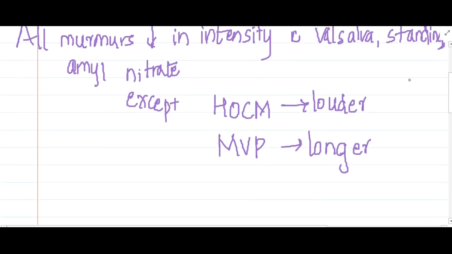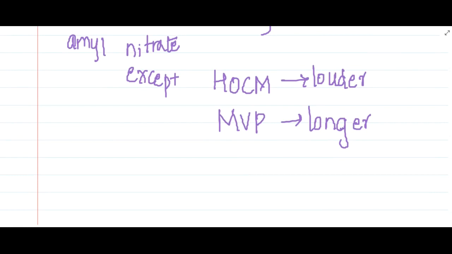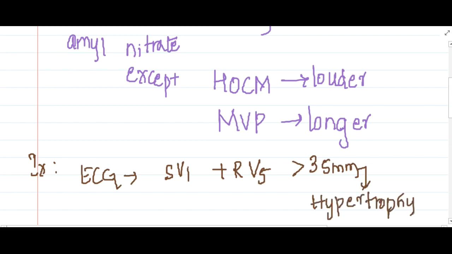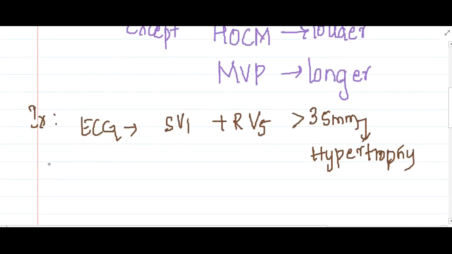Okay, then if you see the investigations, the first investigation is we can do ECG, and in the ECG you will see that the S wave in V1, if you add it with the R wave in V5, this should be more than 35 millimeters. If it is more than 35 millimeters, it indicates that hypertrophy is seen in the left ventricle. Okay, then you can do echocardiography.